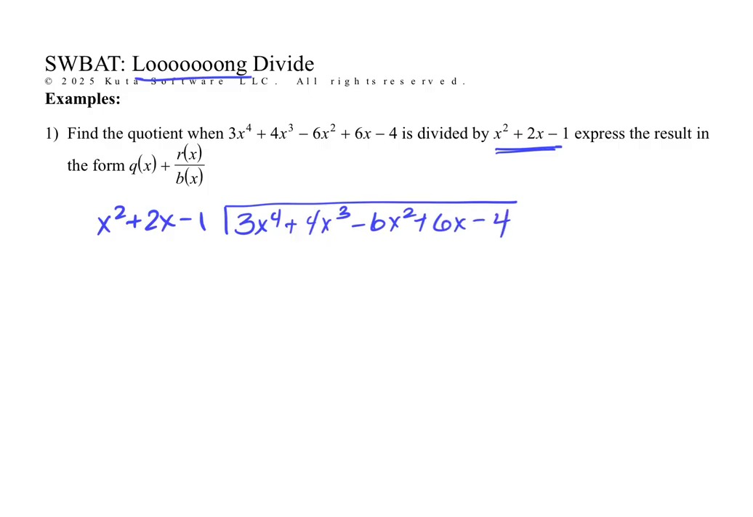And the process is the same. You take the first one, divide it by the first one, and so you would get 3x squared in this case. So you are dividing 3x to the 4th by x squared, so you would get 3x squared. So that's how I got that number. And you take that 3x squared and you have to multiply it by all three of these.